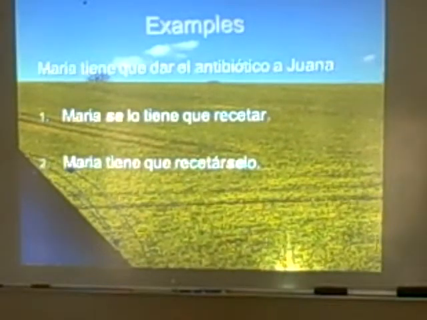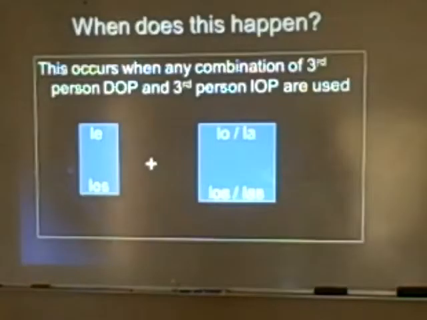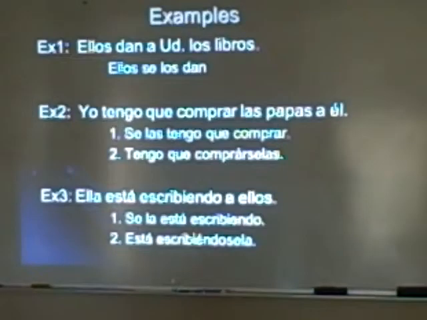Here's another example. María tiene que dar el antibiótico a Juana. María se lo tiene que recetar. María tiene que recetárselo. So, this occurs anytime you have a combination of these two, le or les, and lo, la, los or las. The indirect object pronoun and the direct object pronoun.